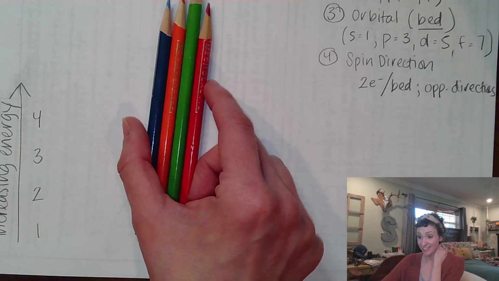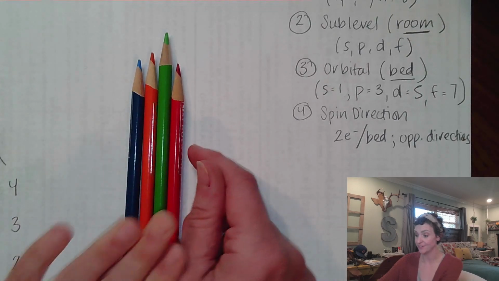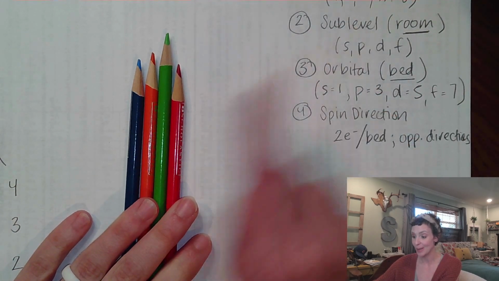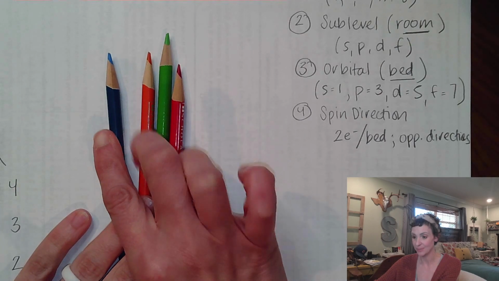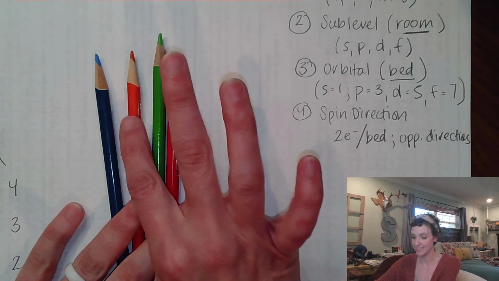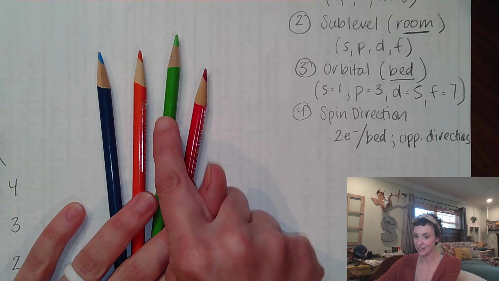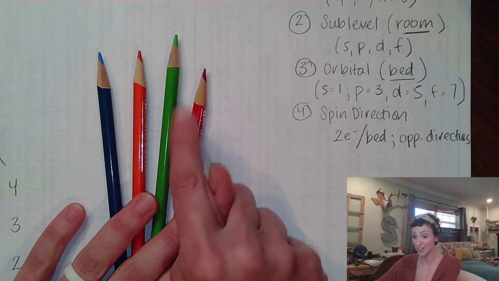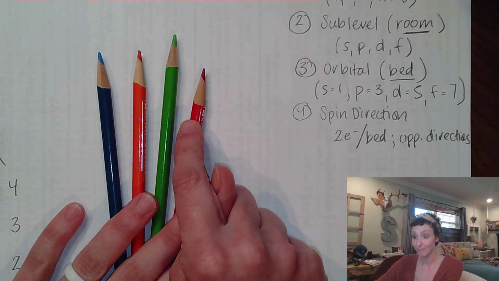So these 4 different colors are actually going to represent my 4 different sublevels, my rooms. My S colored pencil is going to be blue. My P colored pencil is going to be orange. My D colored pencil is going to be green. And my F colored pencil is going to be red.